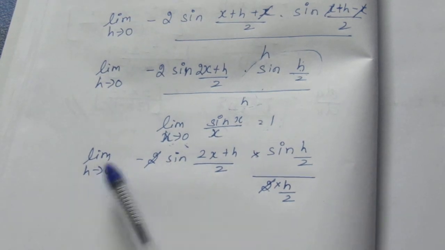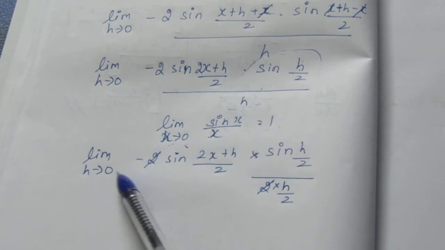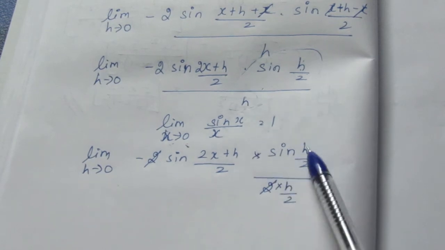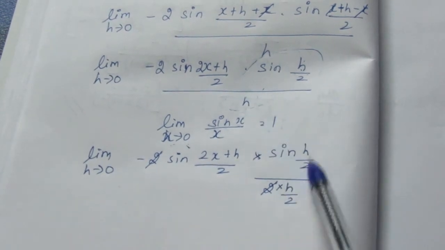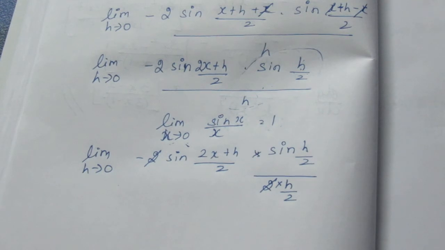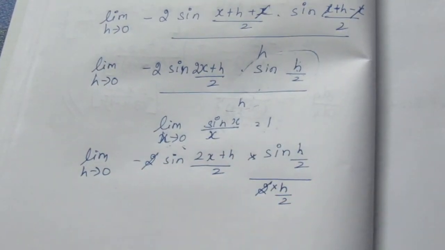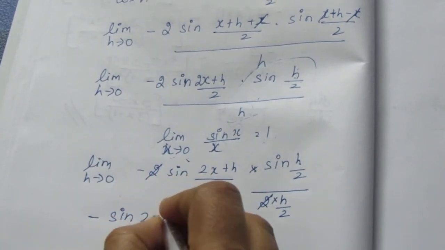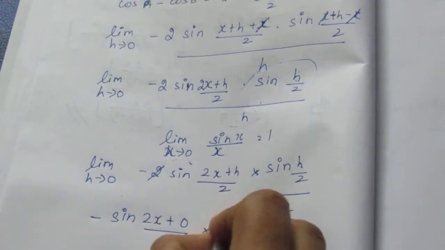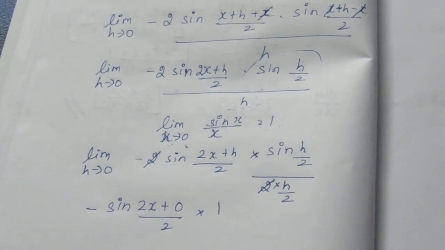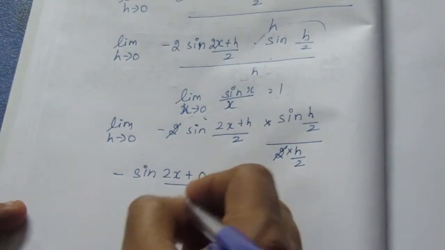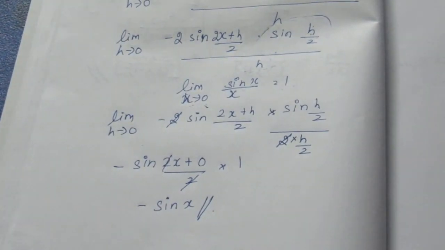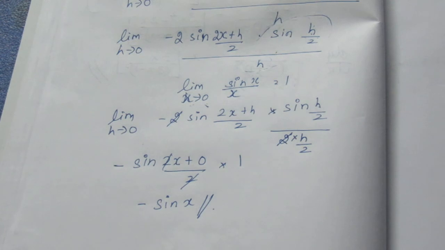Now I substitute the limit value. Here I am taking this as sin x by x, so the value here becomes 1. When it is a multiplication, we can separately substitute the limit value. Here it becomes minus sin of 2x plus 0 by 2, into, here if I substitute, it becomes 1. Now this becomes 2x by 2, the 2 gets cancelled. We have minus sin x. So the derivative of cos x is minus sin x. This is using first principle.